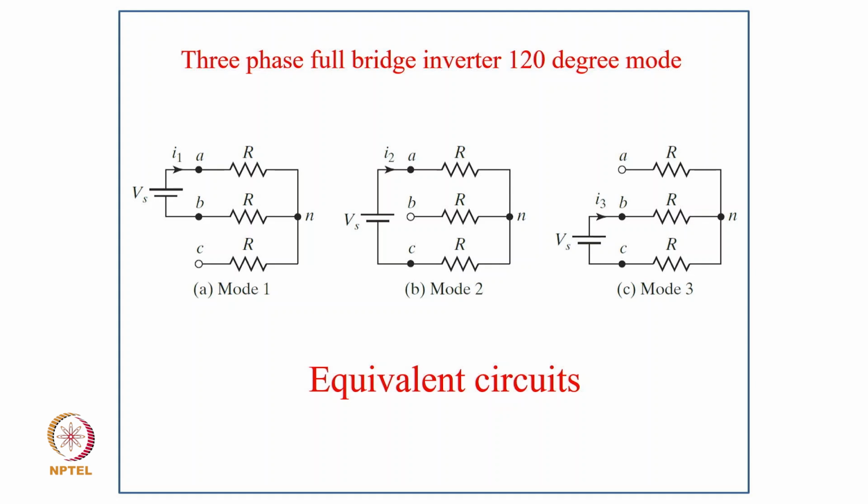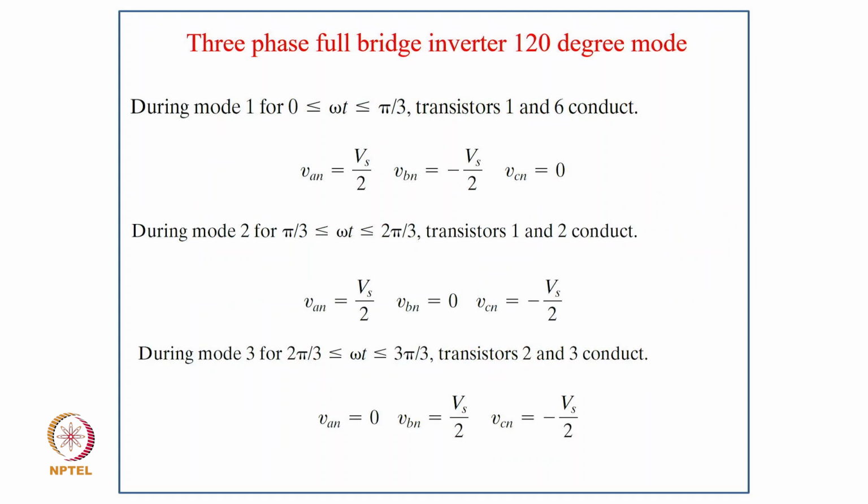120 degree mode. So you have mode 1. I mean, typically two phases are connected: first the AB phase, then the AC phase conducts, and then the BC phase conducts. So coming to mode 1, from omega t 0 to pi by 3, transistors 1 and 6 conduct. So Van equal to Vs by 2 and Vbn equal to minus Vs by 2, then Vcn equal to 0. So mode 2, pi by 3 to 2 pi by 3, transistors 1 and 2 conduct. So Van equal to Vs by 2, Vbn equal to 0, Vcn equal to minus Vs by 2.